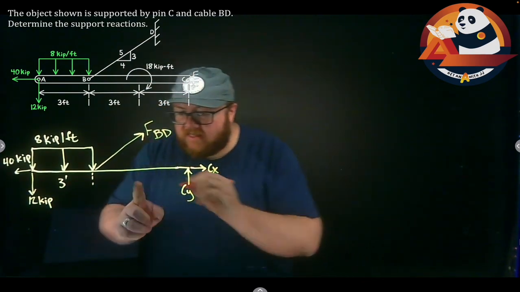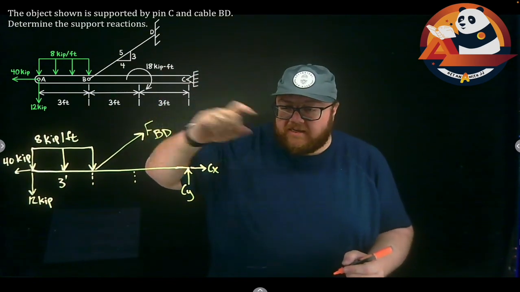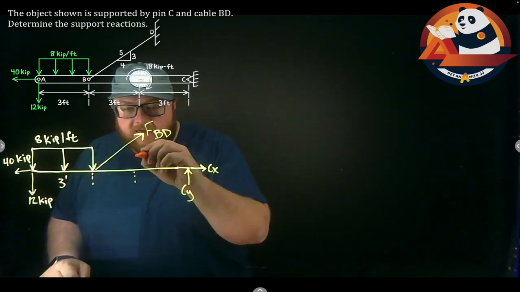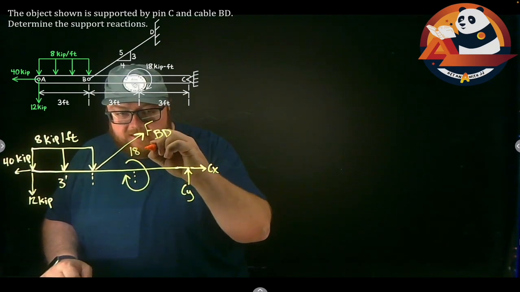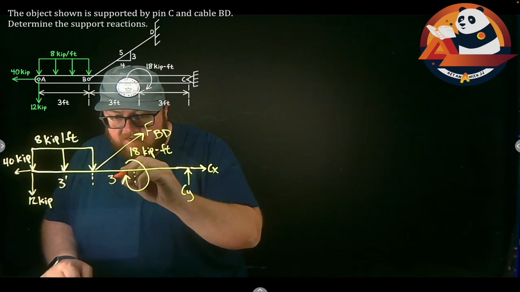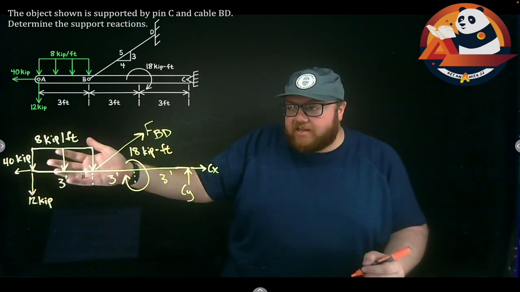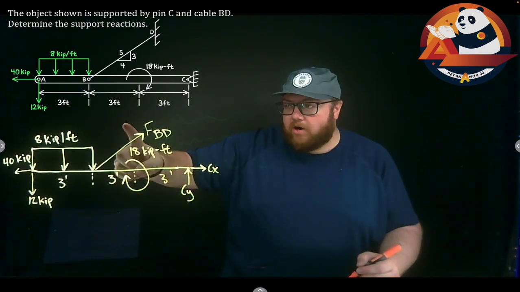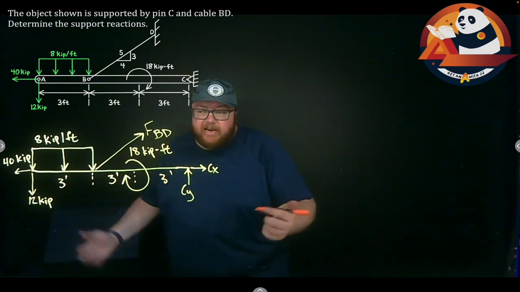3 feet past that, I get to an applied couple moment, 18 kip feet. So we'll put that one in there. It's going clockwise, so we'll just draw in a clockwise rotation. 18 kip feet. That's 3 feet from B and 3 feet from C. Well, that's everything for us. I have 1, 2, 3 unknowns, 3 equilibrium equations. I can find everything in here.